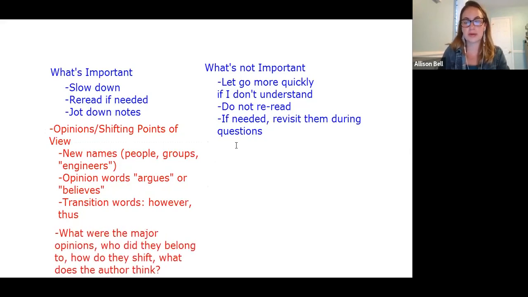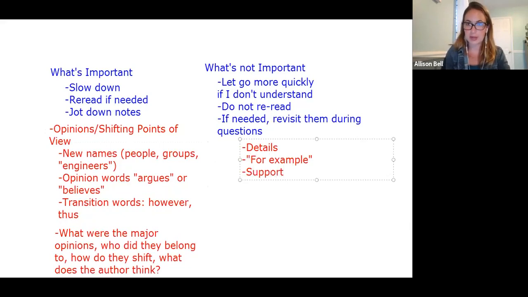What's not important are the details. So for instance, if I am reading a passage and I see the words "for example," that is not a major opinion. It is a piece of support for something else in the passage. So that's something that I'll read, I'll move my eyes over it, but more than making sure I understand it, instead I want to make sure I know what it is used for. So I kind of flag that in my head as, okay, here's an example. This whole paragraph was trying to prove that dogs are loyal.